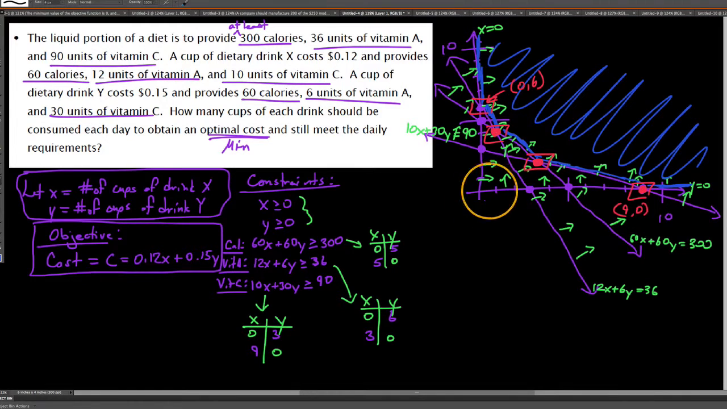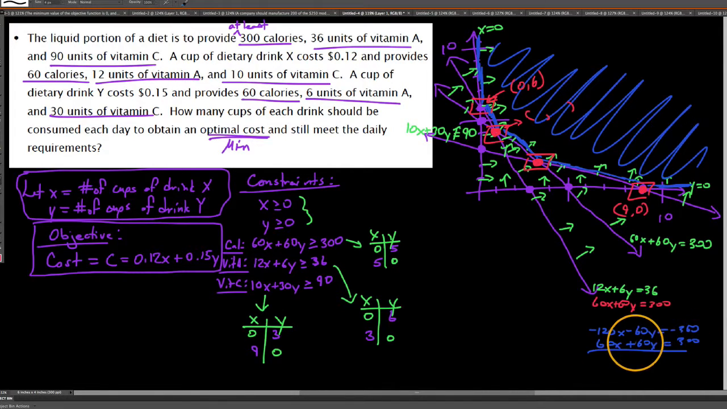So these two graphs right here, I'm going to go ahead and set up their system for this ordered pair. I know that it's the graph of 12x plus 6y equals 36, and also the graph of 60x plus 60y equals 300. To solve this, I could take the top equation times negative 10, and I would get negative 120x minus 60y equals negative 360. Adding this to our second equation, the y's cancel, and we get negative 60x equals negative 60. So x must be 1 at that point.